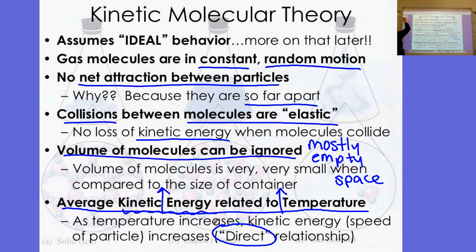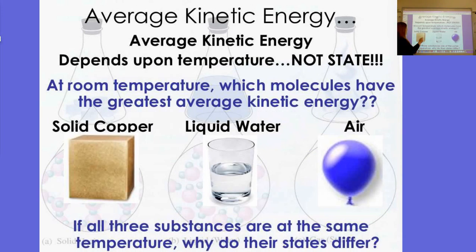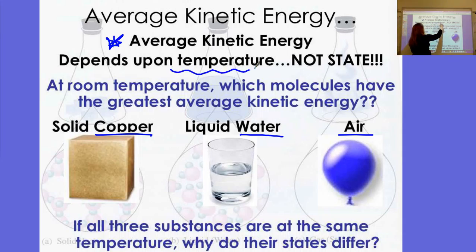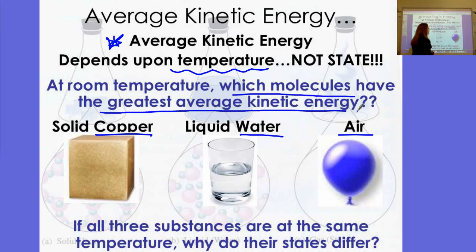So, here's a question for you. If I have these three substances, a block of copper, some water, and some air in a balloon, and the average kinetic energy depends upon temperature, and I have all these three things sitting in this room, which one has the greatest average kinetic energy?